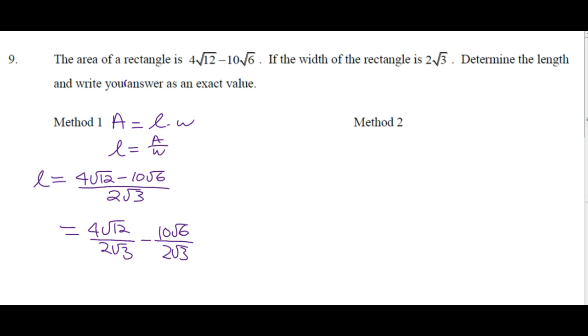Just like breaking a fraction up, right? So you think about if I'm adding two fractions, 1/2 plus 1/4, I'm then going to write it with a common denominator as 2/4 plus 1/4. And then I could write that as 2 plus 1 over 4. And what we're doing is just kind of backing that out. Like I end up with this 4 root 12 minus 10 root 6 over 2 root 3. I can split it up into two individual things, right? And I can divide these, right?